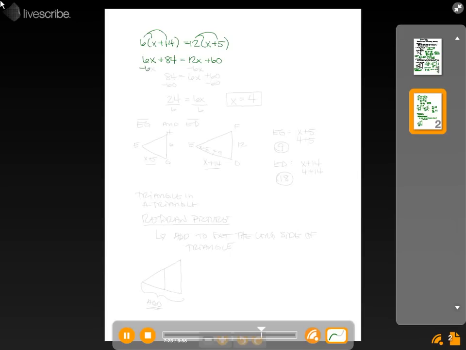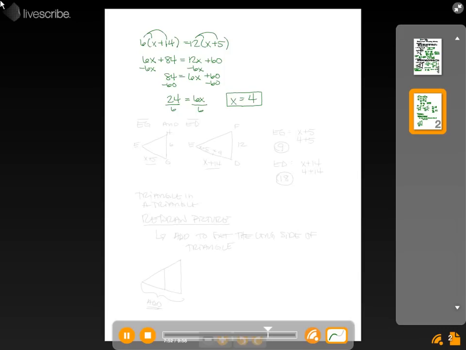Let's subtract 6x from both sides. Gives us 84 equals 12x minus 6x is 6x plus 60. Now we'll subtract 60 from both sides. 84 minus 60 is 24 equals 6x. Divide both sides by 6. So x equals 24 divided by 6 is 4. So there would be our variable.